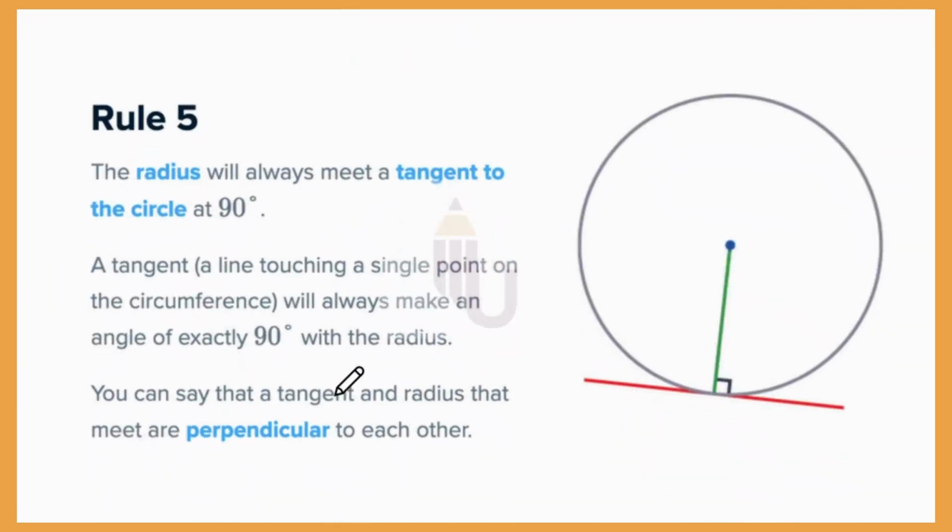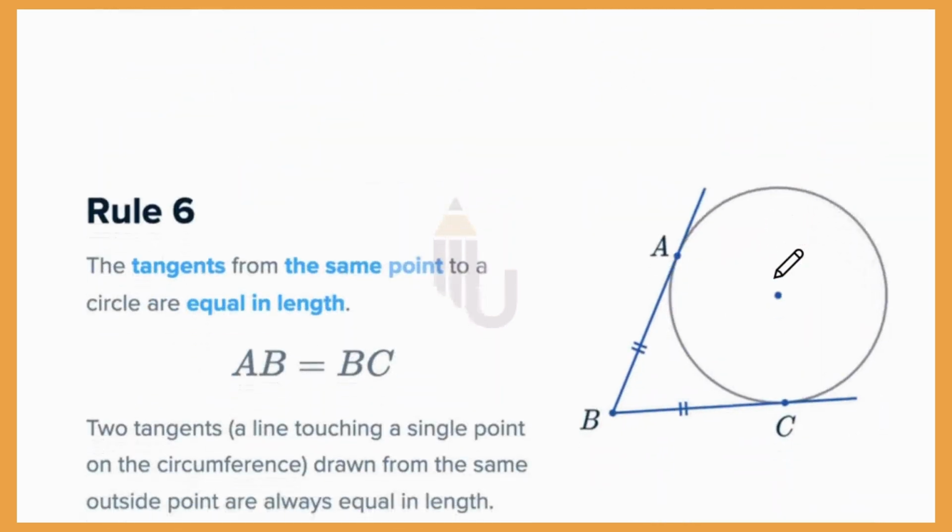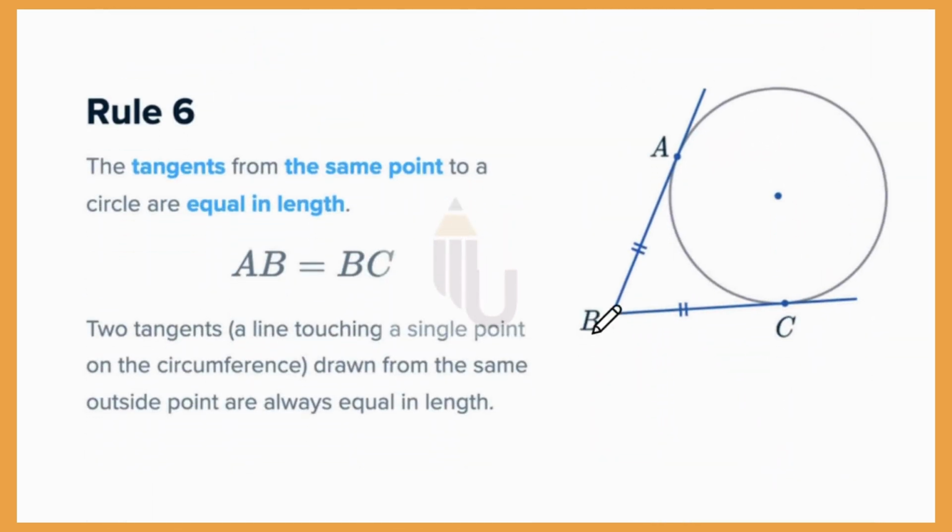Next is: radius and tangent are perpendicular to each other. So the angle between radius and tangent is 90 degrees. P is called the point of contact. The red one is a tangent and the green one is the radius. The angle between them is 90 degrees. Next, from one external point, which is B as per this diagram, a maximum of two tangents can be drawn, and they both will be of the same length.